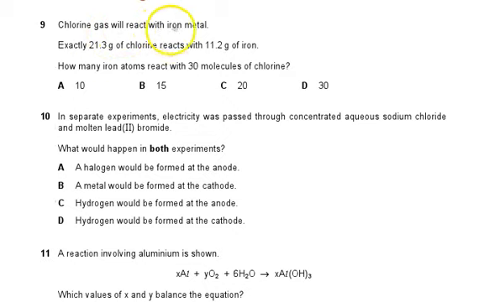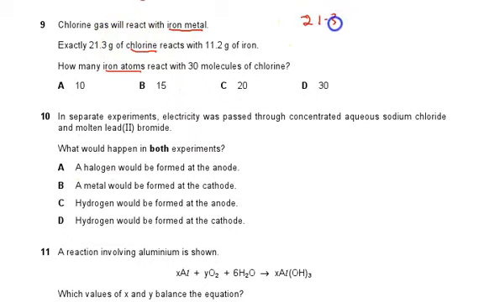Chlorine gas will react with iron metal. Exactly 21.3 gram of chlorine reacts with 11.2 gram of iron. How many iron atoms react with 30 molecules of chlorine? From here we need to calculate the moles of the chlorine. 21.3 divided by 35.5, this is for the chlorine. And then for iron, ferrum, 11.2 divided by 56. Now let us calculate the answer, the mole.